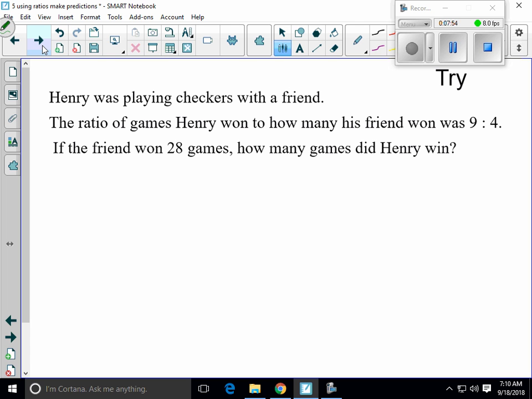Okay, here's one for you to try. Henry was playing checkers with a friend. The ratio of games Henry won to how many his friend won was 9 to 4. If the friend won 28 games, how many games did Henry win? Please pause the video and try this one.